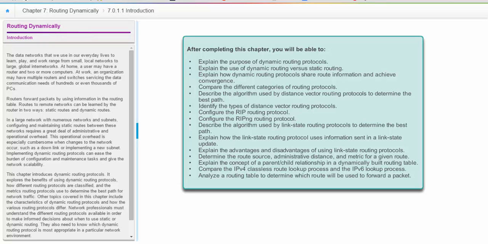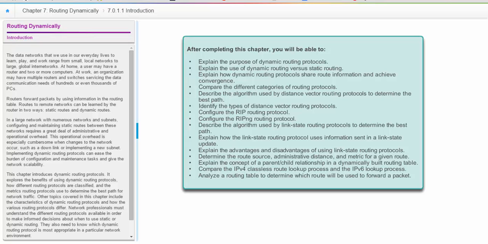Chapter 7 is going to discuss the different routing protocols. We've not discussed those yet. So, with this chapter, we'll be able to explain the purpose of dynamic routing protocols, the use of these routing protocols versus static routing, how dynamic routing protocols share route information and achieve convergence.